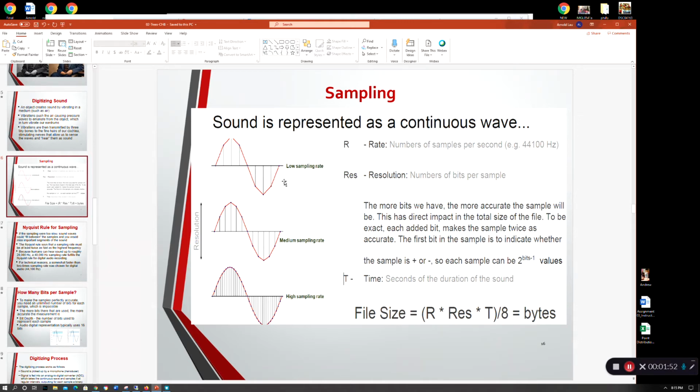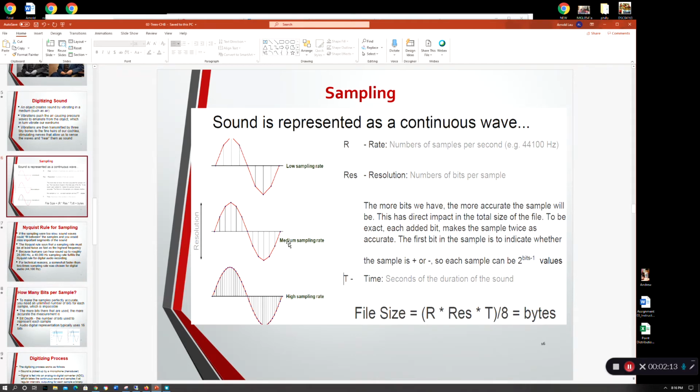So it's a low sampling rate, so you can imagine that the reproduction of that sound is not going to be that great, right? Even if we do some like curve smoothing and stuff like that, it's not going to be an accurate representation of the original sound.